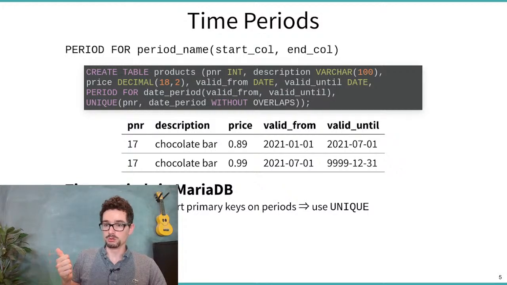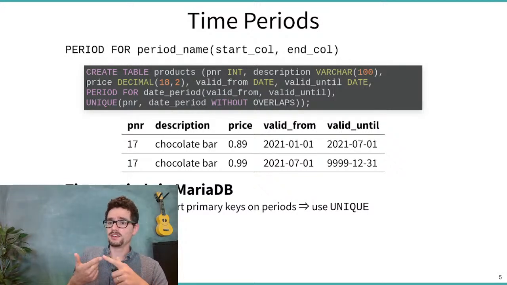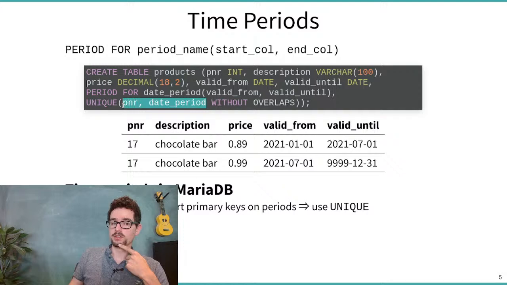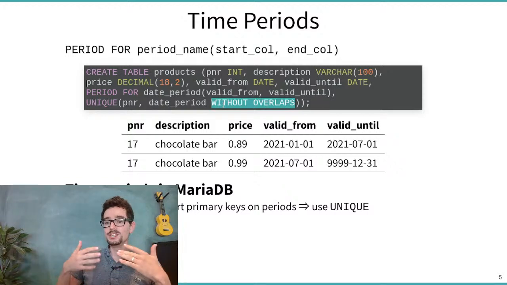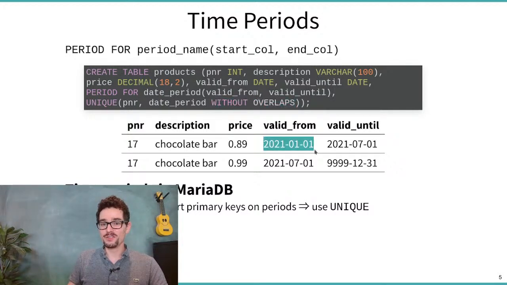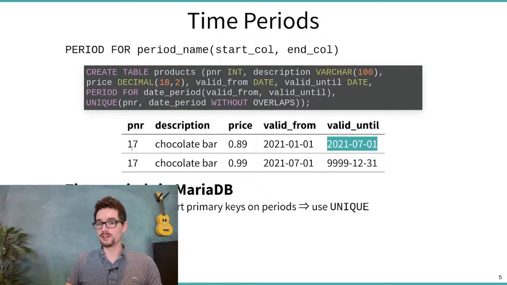So MariaDB supports periods, but it's very limited. You can define a period, and you can define a unique on that period, so that you say PNR and my date period is unique. It also supports this with overlaps clause, which is in the SQL standard. So it's not really unique that valid from and valid until must be exactly the same value, and the PNR in this case. So what we know as being unique.